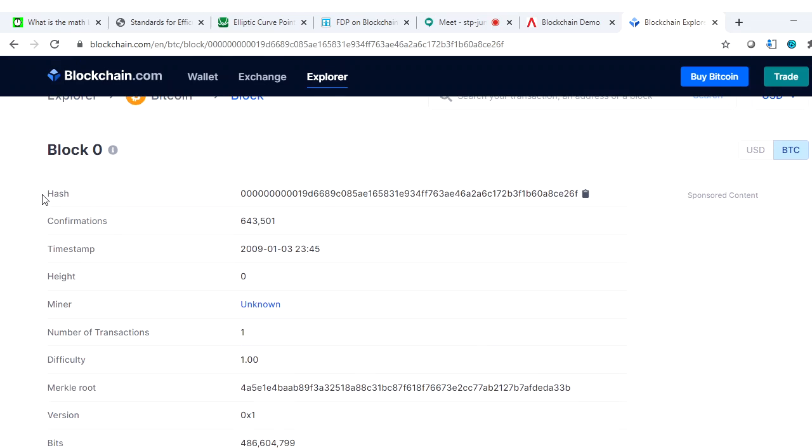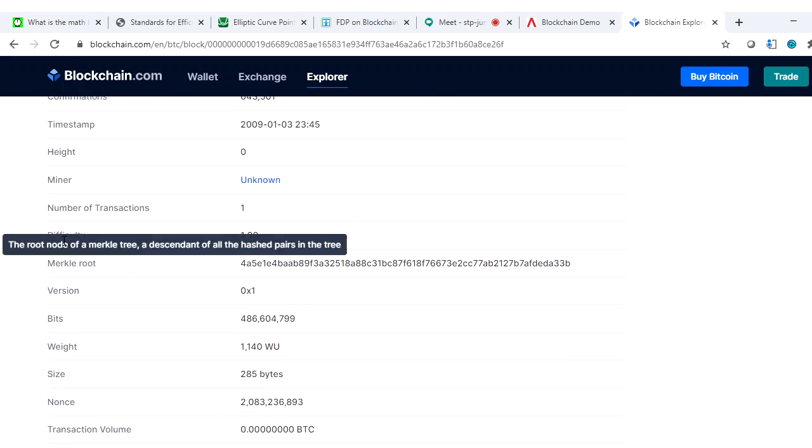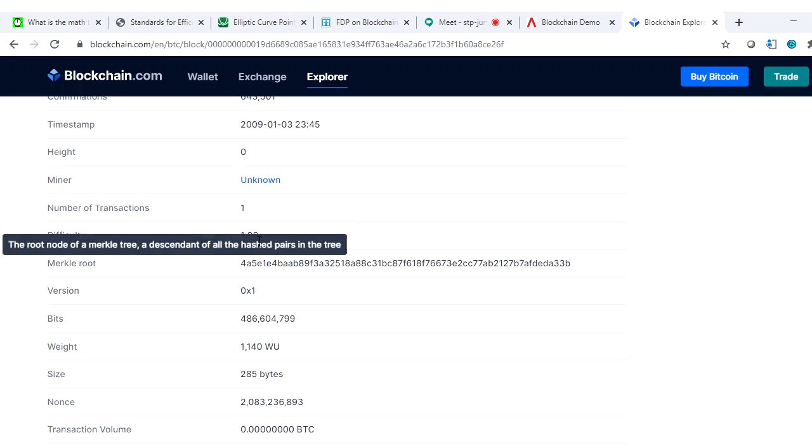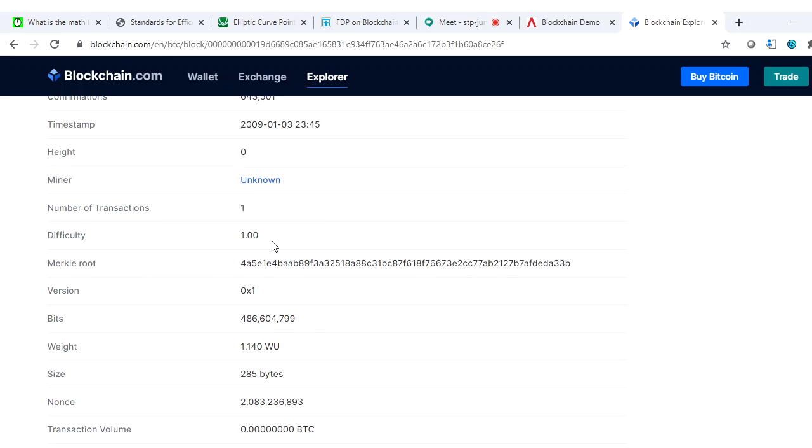This consists of fields like the hash, which is the hash of the particular block, confirmations, and timestamp. This is the first block created by Satoshi Nakamoto in 2009 at 23:45. Here the height is 0, which means it is the first node. The number of transactions included in this block is 1. Difficulty is 1. I will tell you what difficulty is.